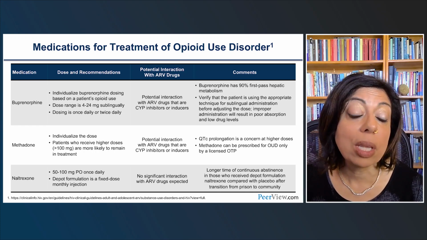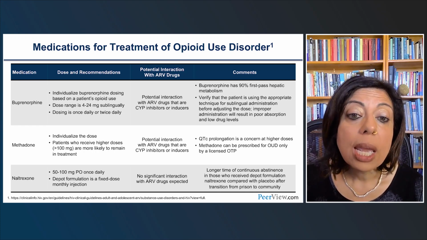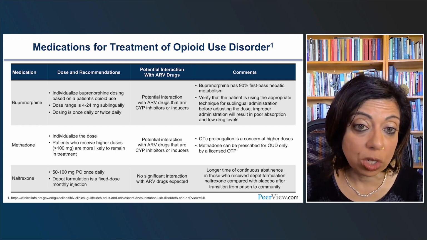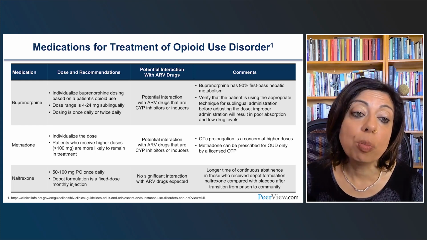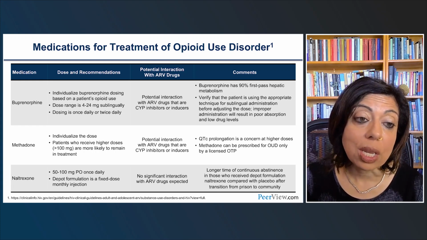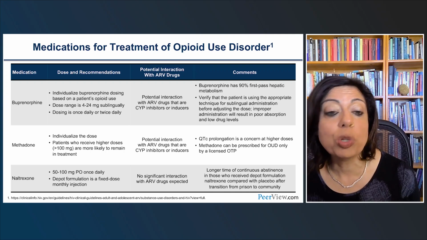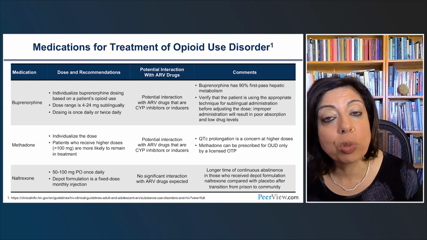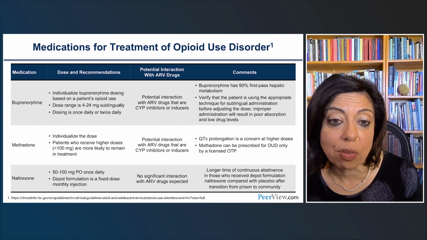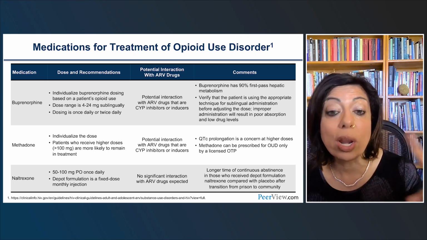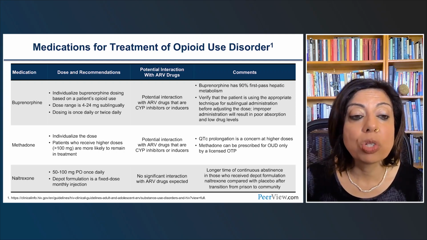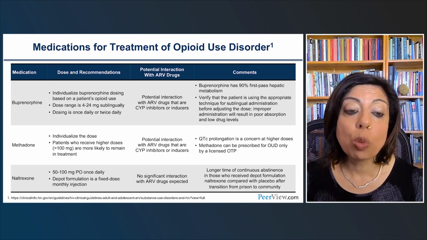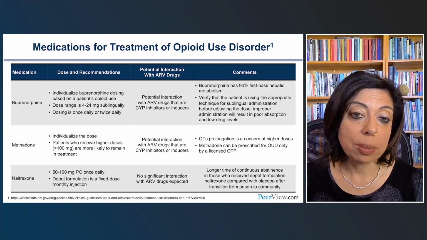And naltrexone is now available as a depot formulation. The only thing about these three medications for opioid use disorder is that there are some interactions of buprenorphine and methadone with antiretroviral drugs. They're not significant, and what I mean by that is we just have to be aware that methadone levels can decrease if we're using antiretrovirals which are potent CYP3A4 inducers like efavirenz, and just be aware to increase our methadone. And also, if we're using potent CYP3A4 inhibitors like ritonavir or cobicistat, be aware that methadone levels can increase.